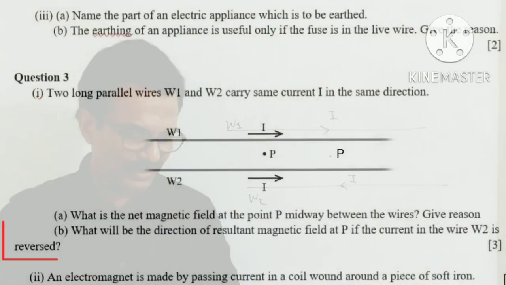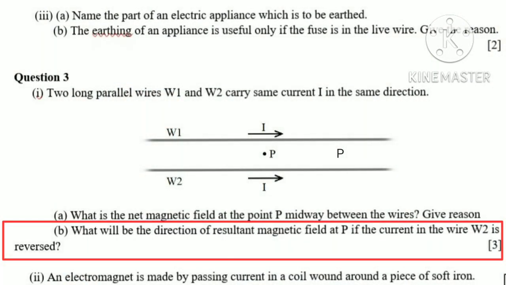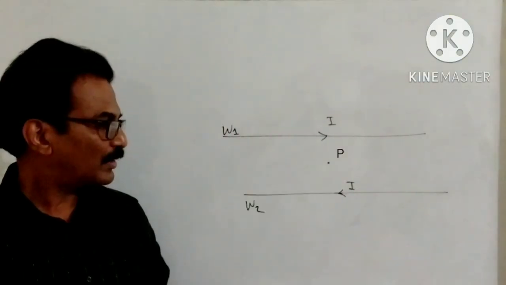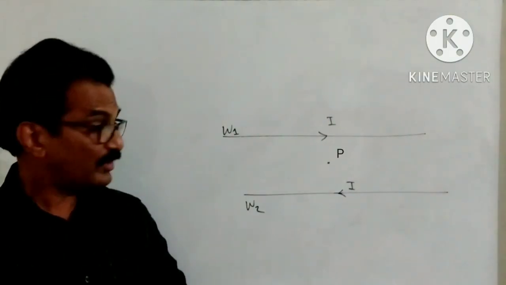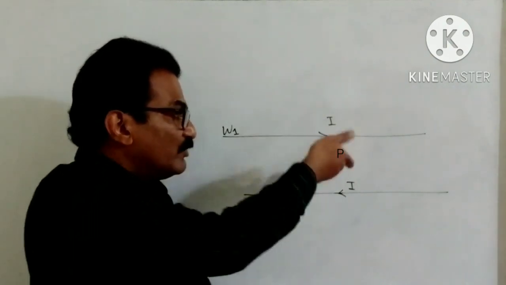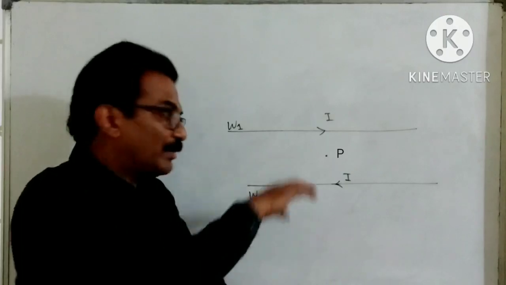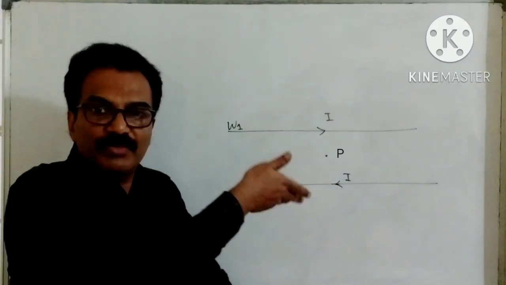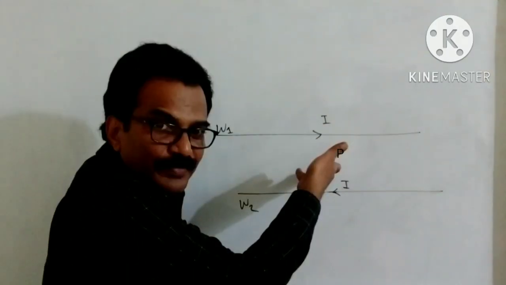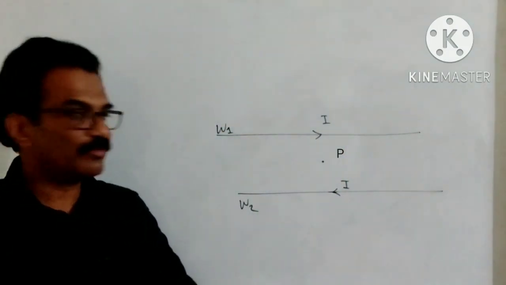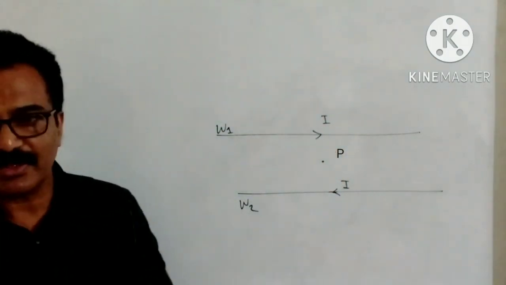You have to just state the direction of magnetic field. The resultant magnetic field will not be 0. What will be the direction? The question is whether the magnetic field is inwards or outwards at this point. Inwards, away from the observer. It is towards the board, but away from the observer.